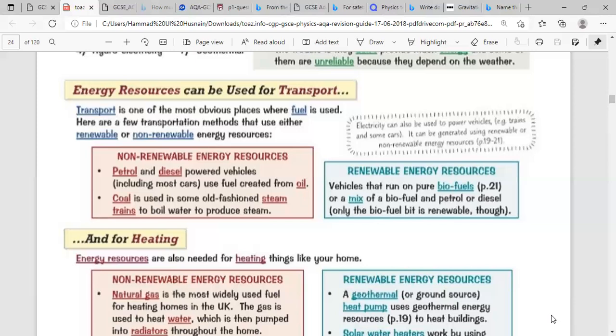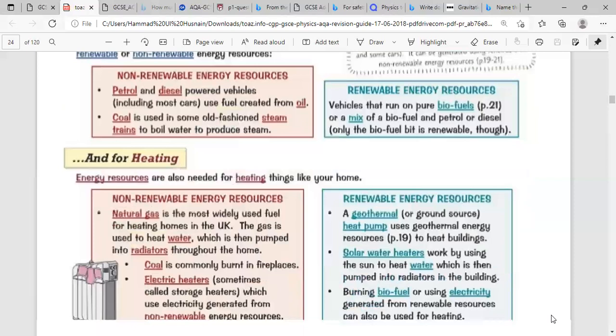Similarly, coal is used in some old-fashioned steam trains. You might have heard about that: in old trains they used to burn a lot of coal in order to run the engine of that train. So they also use non-renewable energy resources. And then coming towards the renewable energy sources, vehicles that run on pure biofuels, or a mix of a biofuel and petrol or diesel, can be considered as modes of transportation which use a renewable energy source, right?